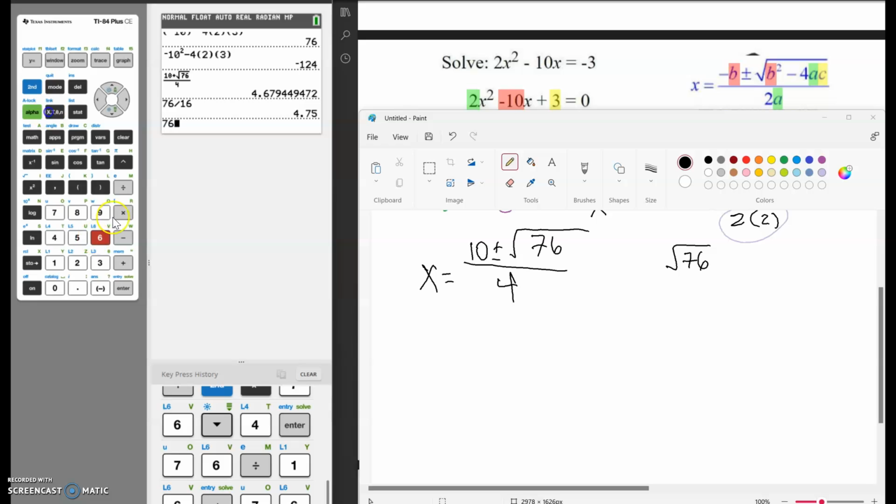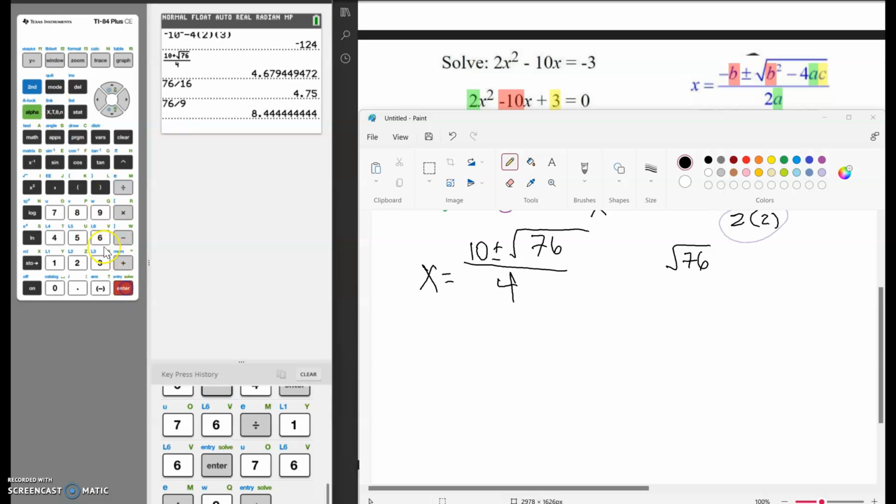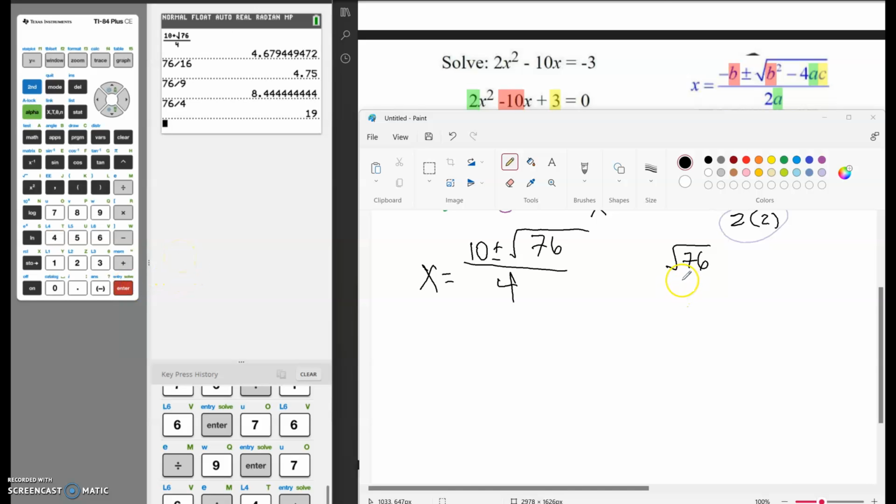It is not. 76, is it divisible by 9? No, it is not. 76, is that divisible by 4? There it is, folks. Our perfect square that divides 76 is 4, and it's 4 times 19. The square root of 4 is 2, so we are able to rewrite the square root of 76 as 2 times the square root of 19.